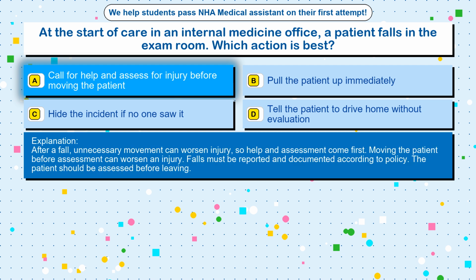After a fall, unnecessary movement can worsen injury, so help and assessment come first. Moving the patient before assessment can worsen an injury. Falls must be reported and documented according to policy. The patient should be assessed before leaving.